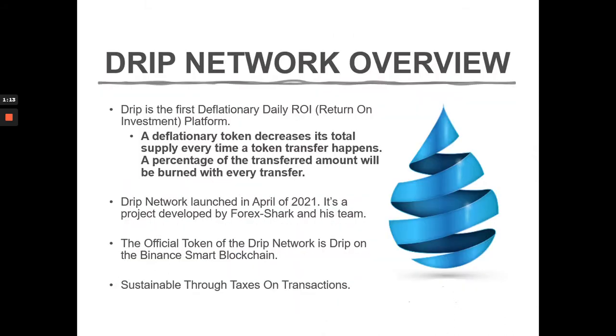All right. So Drip Network. Drip Network is a program that I'm currently in and have been since about January. It's one of my personal favorites, but let's talk about Drip. Drip is the first deflationary daily return on investment platform. So you're saying, what exactly is that? A deflationary token decreases its total supply every time a token transfer happens, and a percentage of the transferred amount will be burned with every transfer. That's pretty much the definition of a deflationary token.